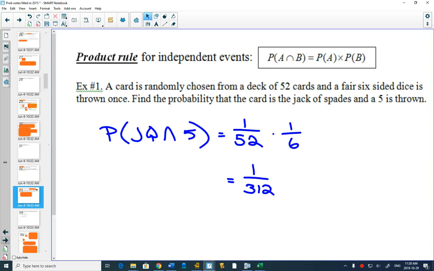Not guaranteed, though. And that's some of the math that we're going to start to look towards. Like, what are the chances of something happening when you're looking at multiple events? Right now, we're just getting the basics.